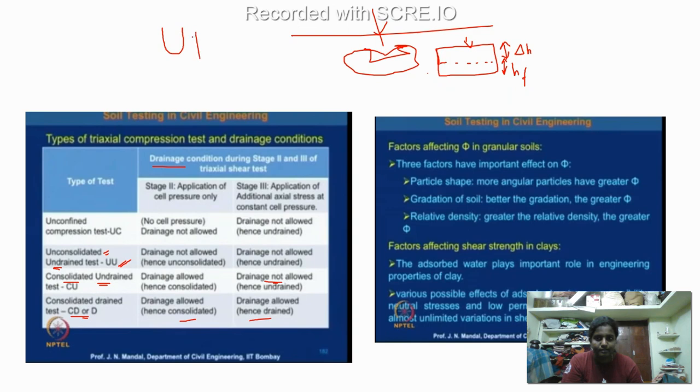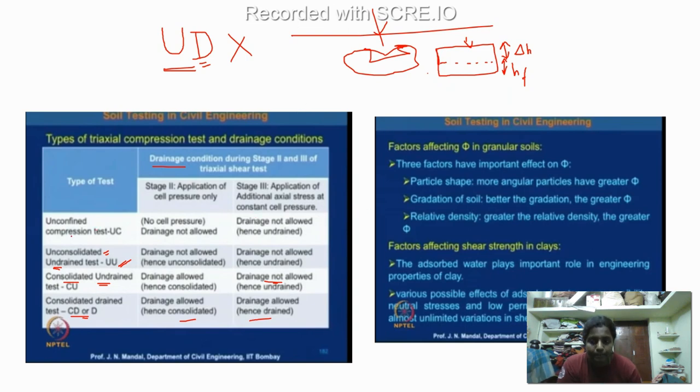unconsolidated drained test. This is an impossible test that you cannot conduct. That means you are not allowing the drainage in your consolidation stage, and then you are allowing drainage in your shearing stage. If you do that, the sample will automatically consolidate during the second, shearing stage. So the unconsolidated drained test is impossible to conduct in your triaxial test.